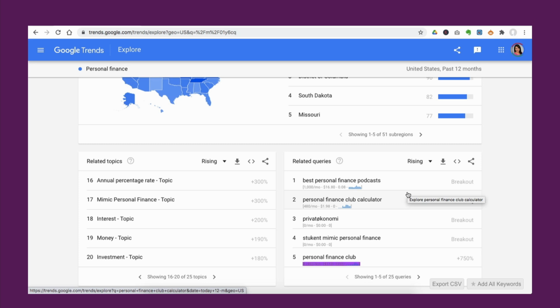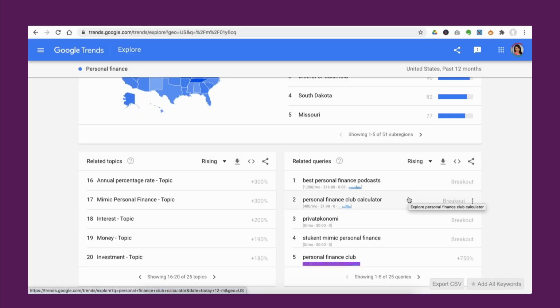And this topic has 1,000 searches a month, and your click-through rate on this is also really high, $16.8. So if you're thinking of monetizing your channel with AdSense, this would be an amazing topic. It's probably also very competitive, so you're going to have to do a really, really good job of identifying the best podcasts.